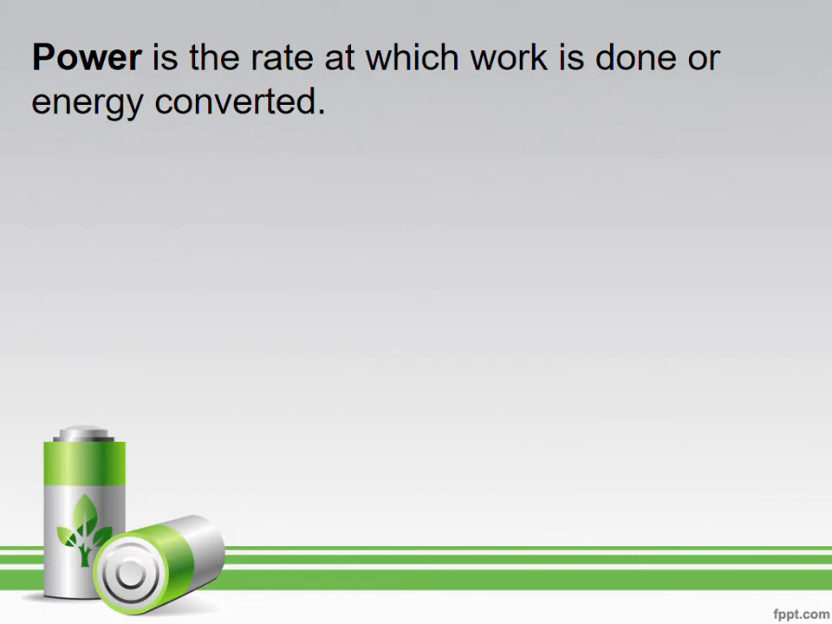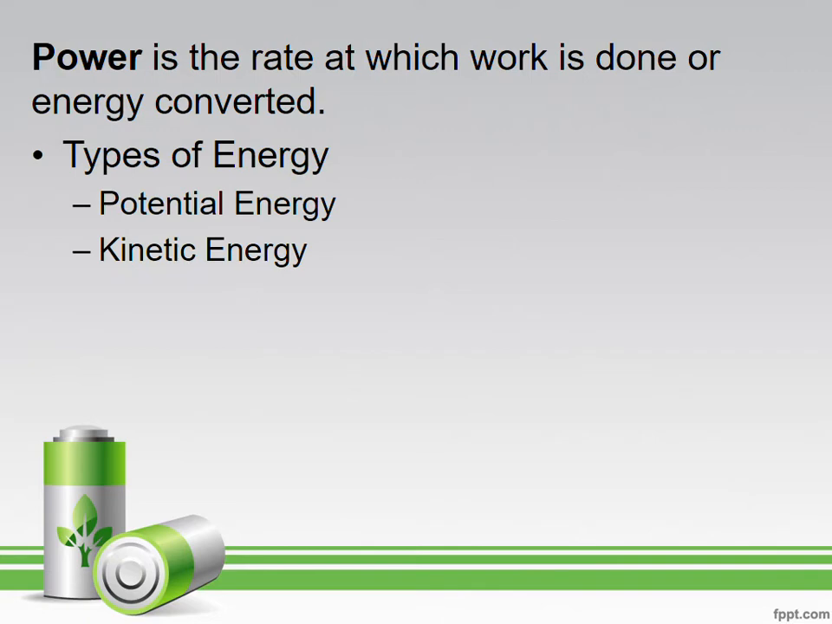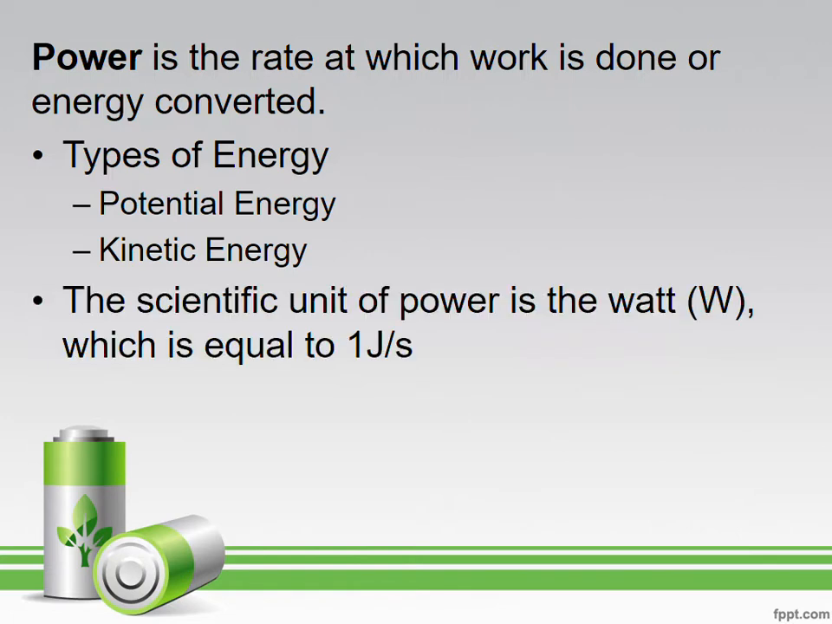The power, ito yung rate at which work is done or energy converted. May two types. We all know that potential and kinetic energy. Potential energy, the energy at rest. Kinetic energy, the energy in motion. And the unit of power is in watt, which is equals to 1 joule per second. Or it can also be measured in horsepower, equivalent to 746 watts.